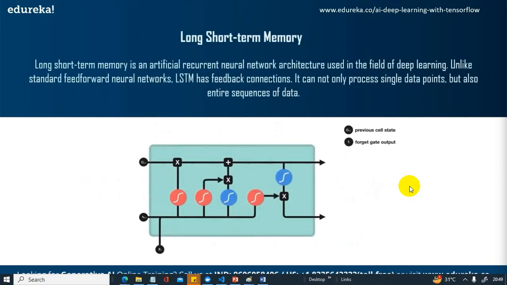The next one is long short-term memory. Long short-term memory, also sometimes referred to as LSTM, is an artificial recurrent neural network architecture used in the field of deep learning. Unlike a standard feed-forward neural network, LSTM has feedback connections. It can process not only a single data point, but also an entire sequence of data. So as you can see here, with LSTM we can feed a longer sequence compared to what it was with bidirectional RNNs or RNNs.